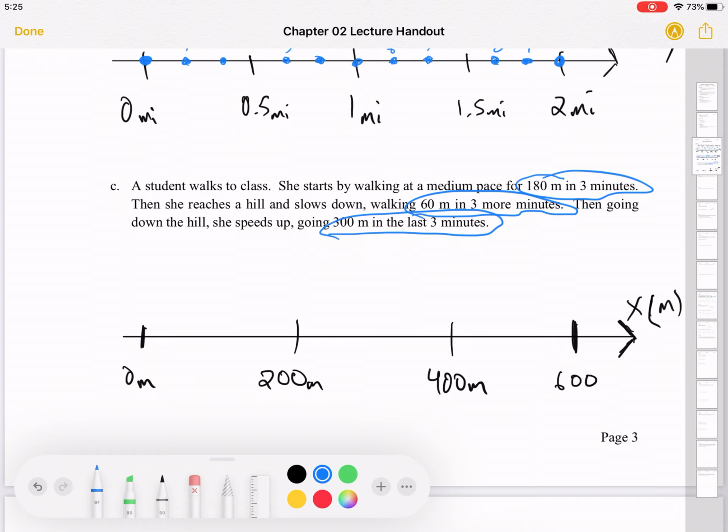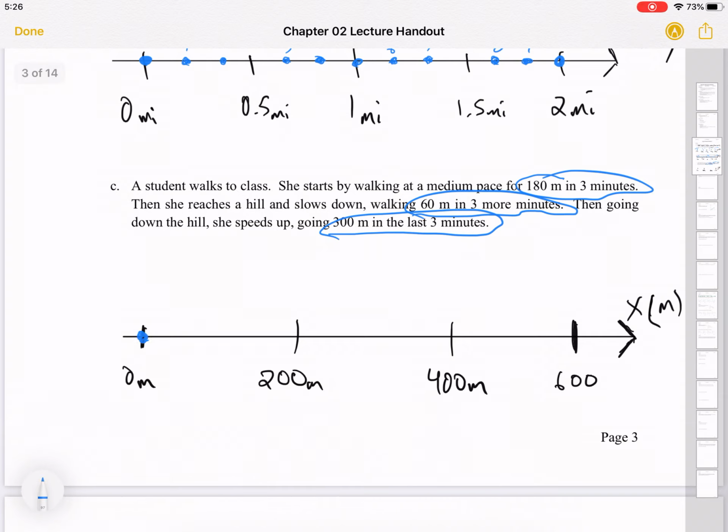So from 0 to 200 meters, 0 to 180, really, that's in her 3 minutes. So she starts at the origin. She's going to end up at 180. That's about here. And let's go every minute. So here's t equals 0. At t equals 1, she's here. 2, she's here. And here's 3 minutes. There.